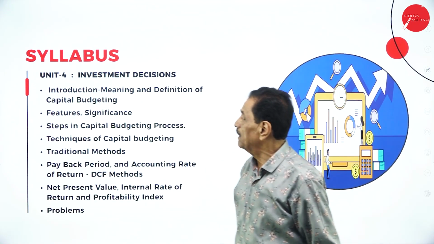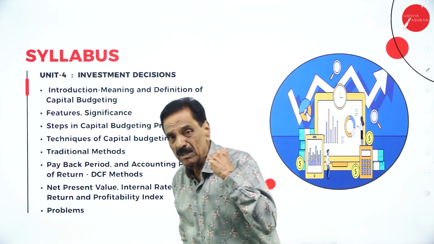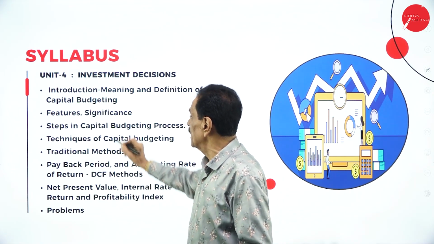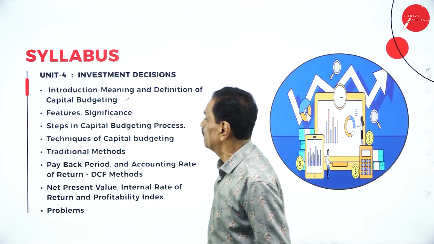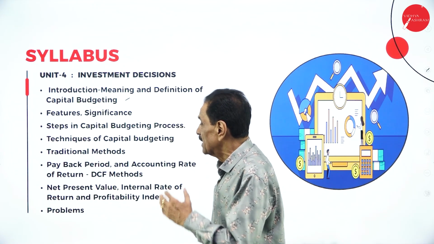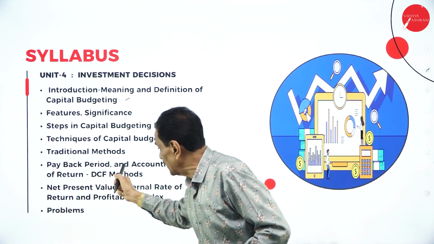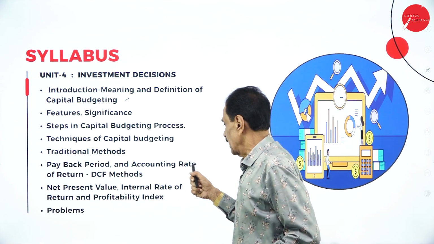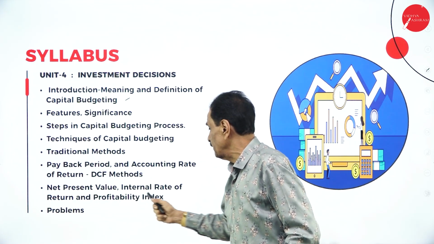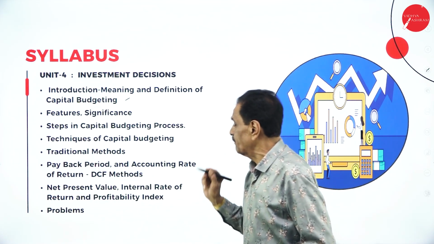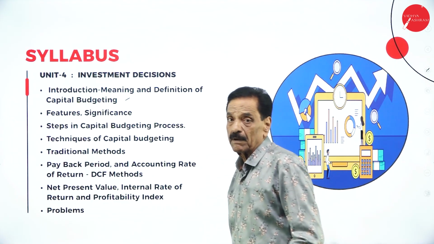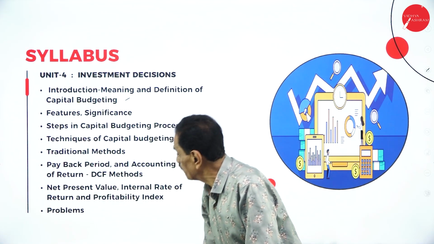Number 4, investment decision. This is one of the toughest and most important parts of the syllabus. It will go very deep here. Meaning and definition of capital budgeting, features, significance, steps in the capital budgeting process, techniques of capital budgeting, traditional methods: payback period, accounting rate of return; discounted cash inflow methods: net present value, internal rate of return, and profitability index. One problem will be given. You have to calculate all these items. You have to calculate the payback period.